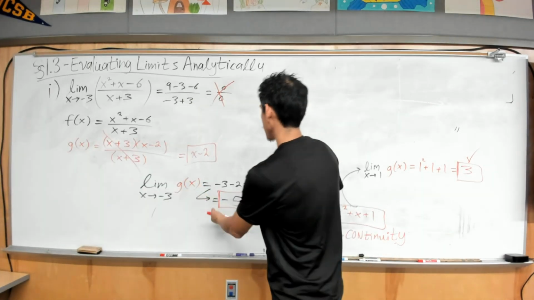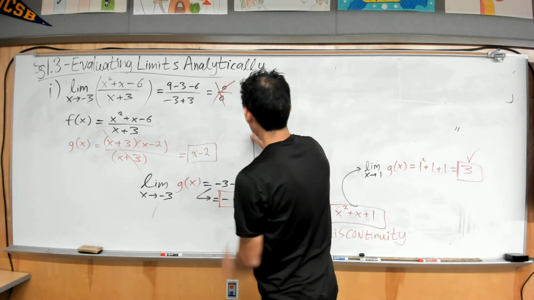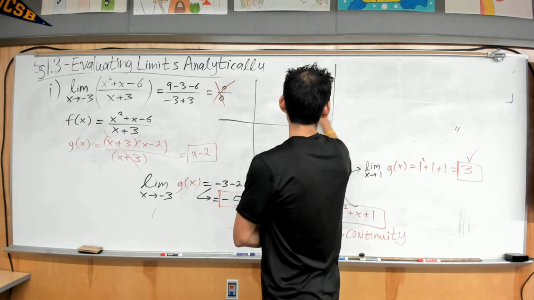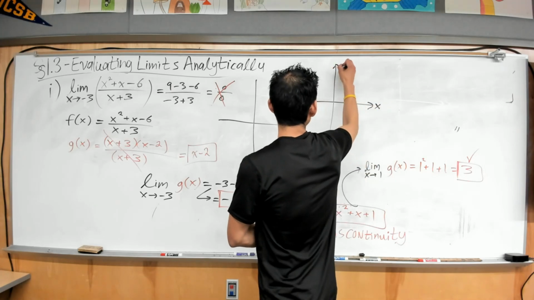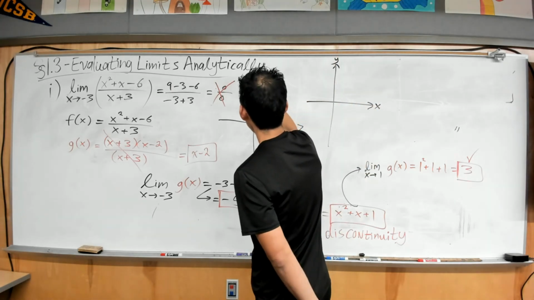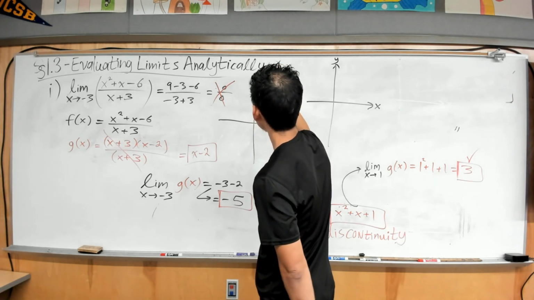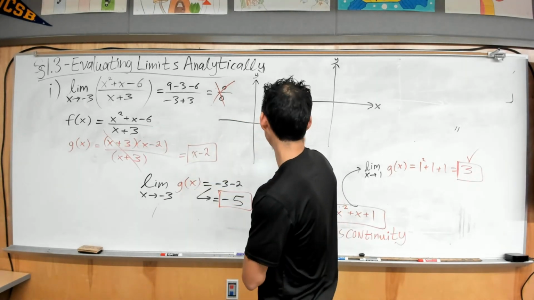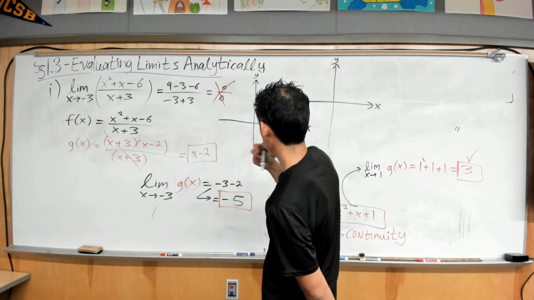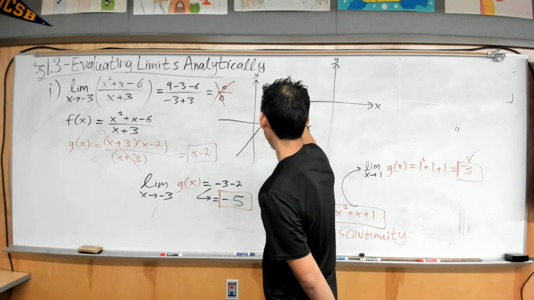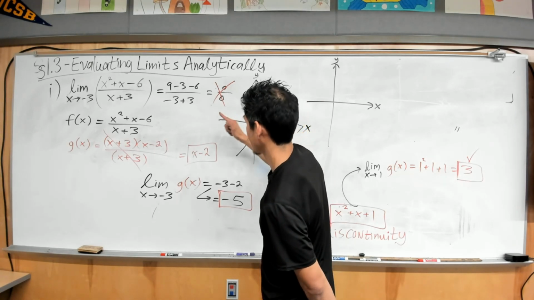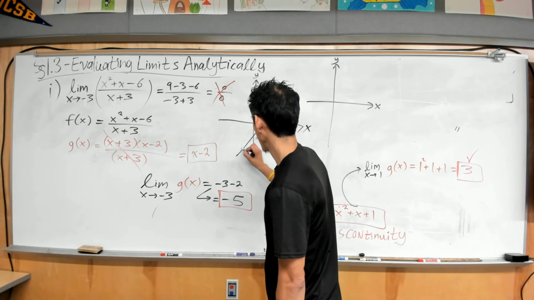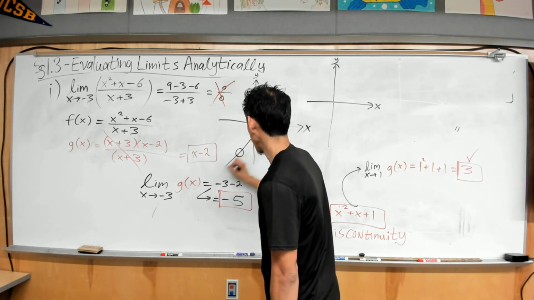So what's going on here is the same idea as the one before. We draw our two graphs. Over here, we're going to have f of x. So f of x will be a line like this. This is f of x. And at -3, we have an open circle at -3, -5.